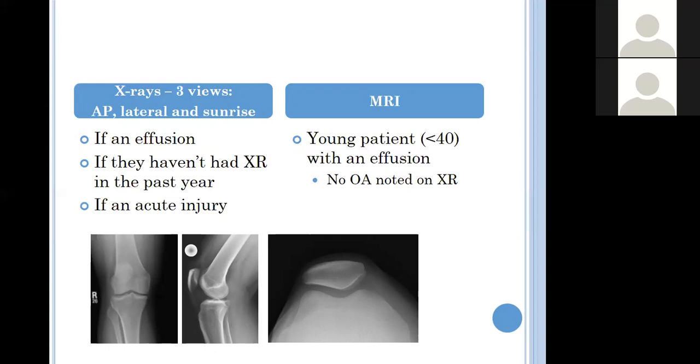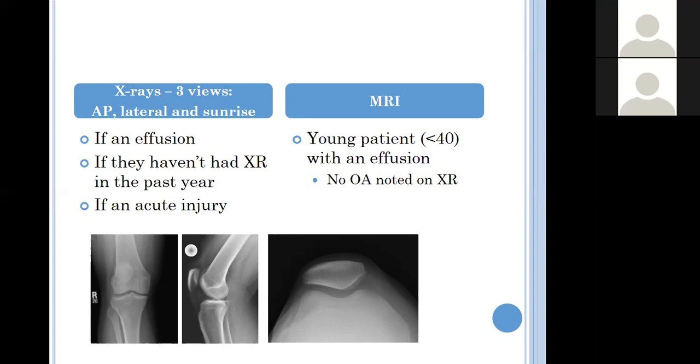So with this, if they have an effusion, you definitely want to get an x-ray. If they haven't had an x-ray in the past year and they have any kind of knee pain, that would really be a good idea. And if they have an acute injury, those are the 3 reasons why you would want to get an x-ray right off the bat the first time you see them. Otherwise, if they've had one in the past year and it's been the same chronic problem, there's not really a need to get a repeat x-ray at that point.